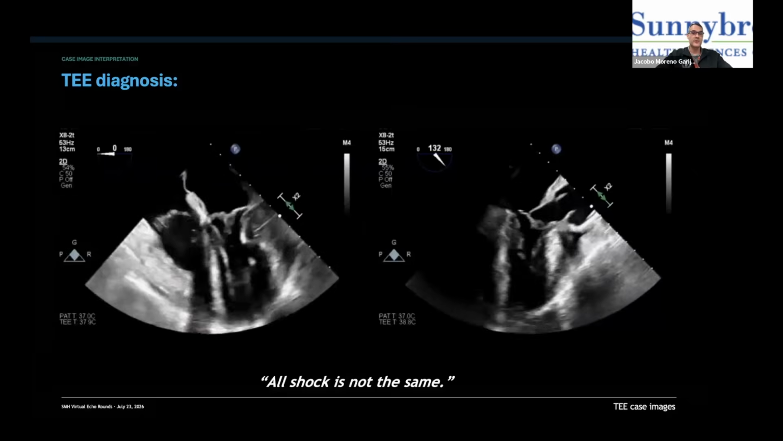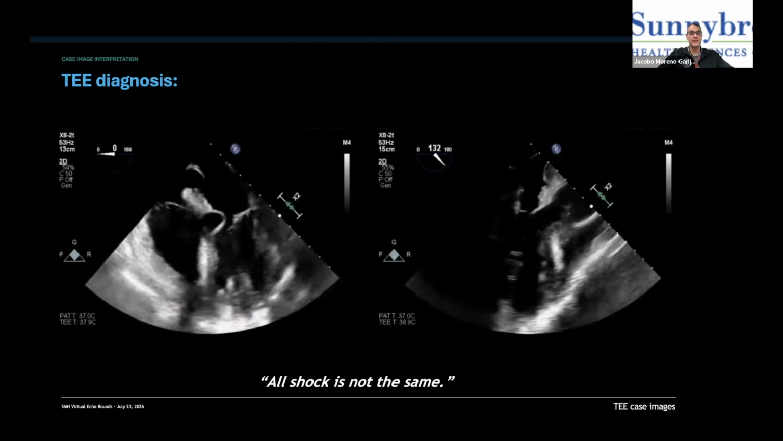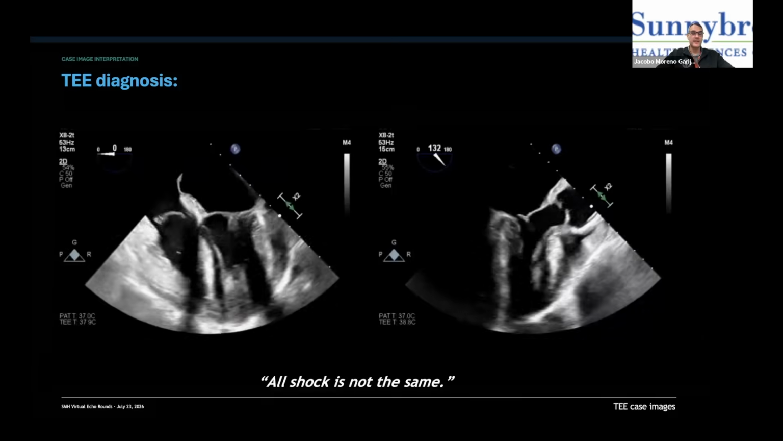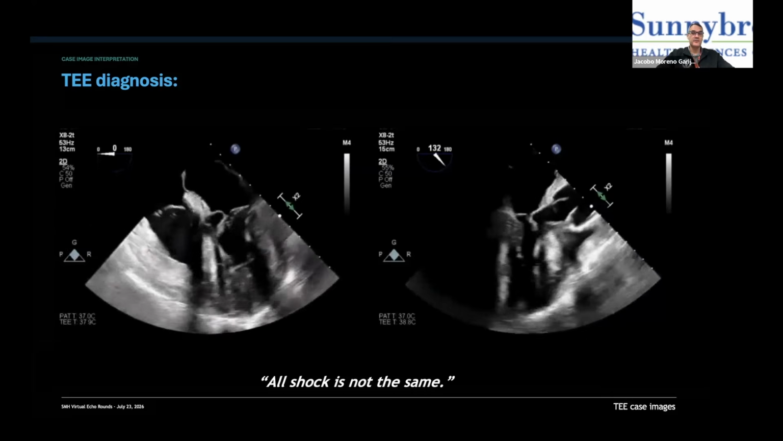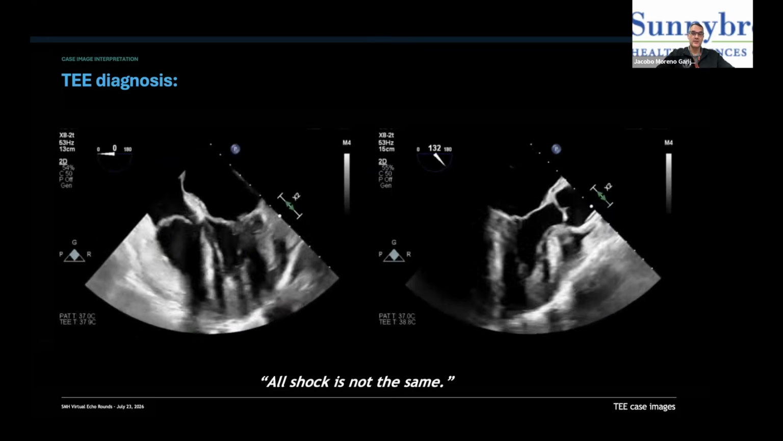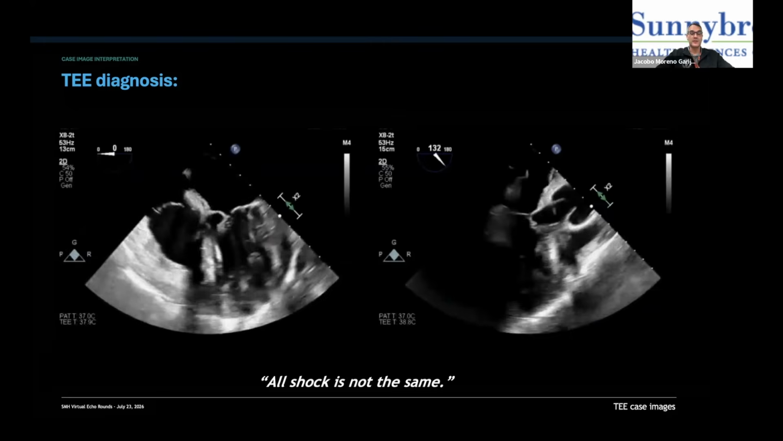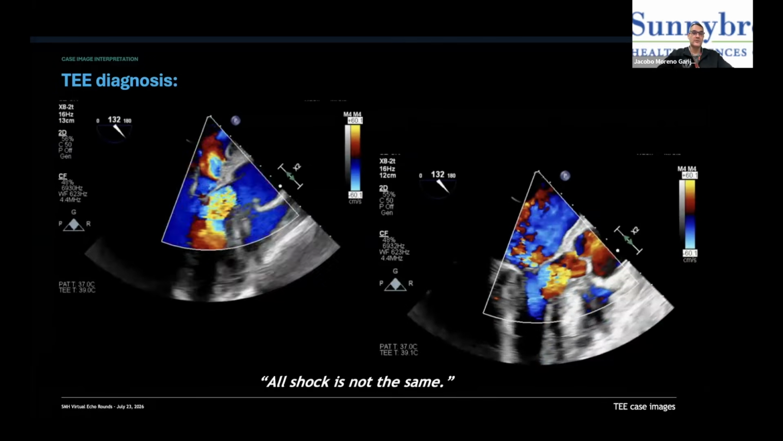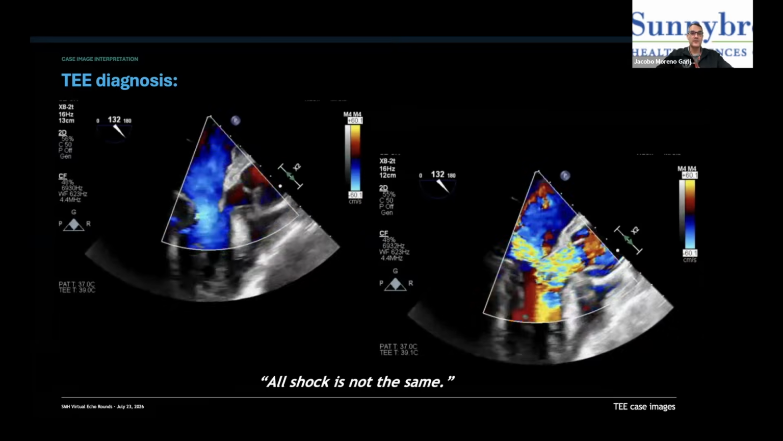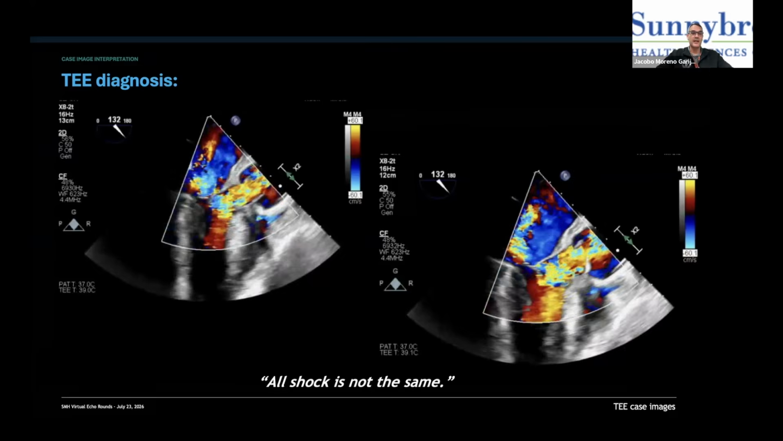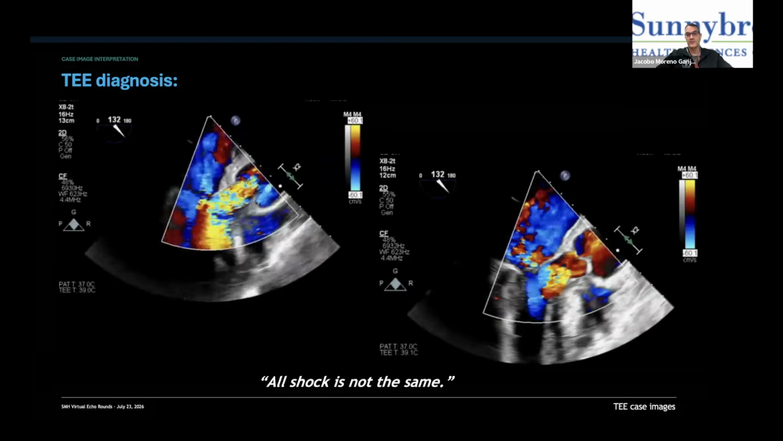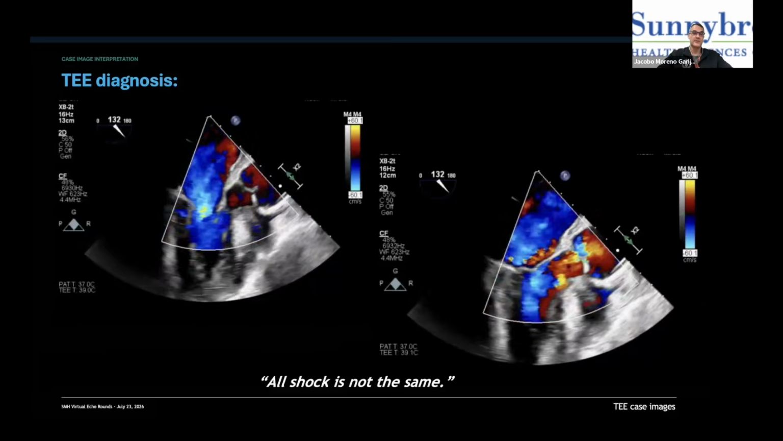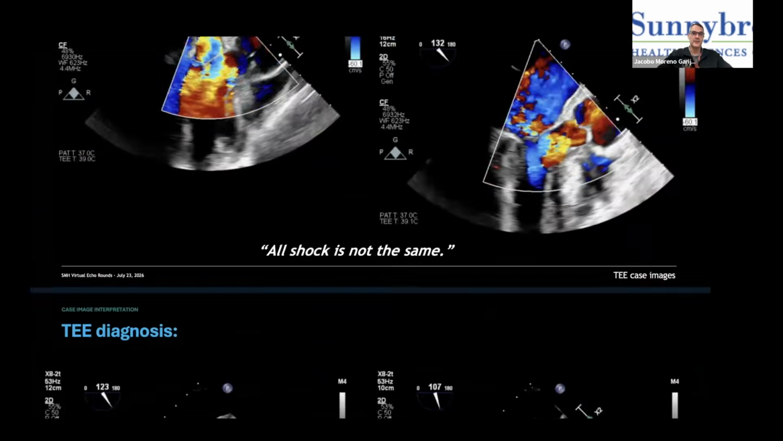As you can see, this is a very reduced LV cavity, a hypertrophic LV. And you can see perfectly how the anterior mitral leaflet is going into the LVOT during systole, right? When you put some color on, you can see flow acceleration through the LVOT and posteriorly directed mitral regurgitation, which is a clear sign of systolic anterior motion of the mitral valve causing LVOT obstruction.